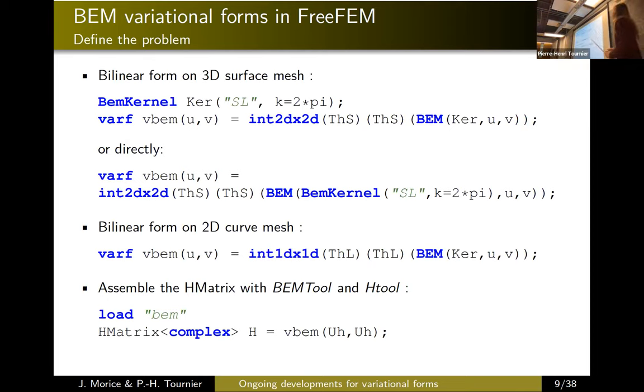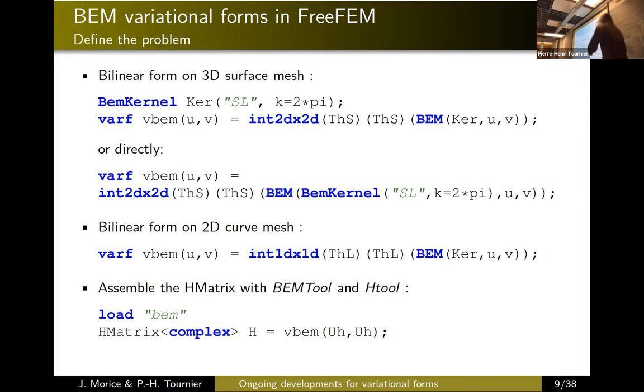Now that we know how to define our BEM kernel, we can define our BEM variational form. This is the same keyword as for terms, but now it is a double integral. So in 3D, I have double integrals on a surface mesh Th, and you use the BEM keyword to specify which kernel you want to use, or you can also do it directly in the variational formulation. Obviously, you can also do it in 2D with a 1D curve integral over your curve mesh. Then you can discretize your variational problem and build the H-matrix. It's the same as in FEM: instead of matrix equals, you have H-matrix equals, because we are building not a sparse matrix but a hierarchical matrix with H2.